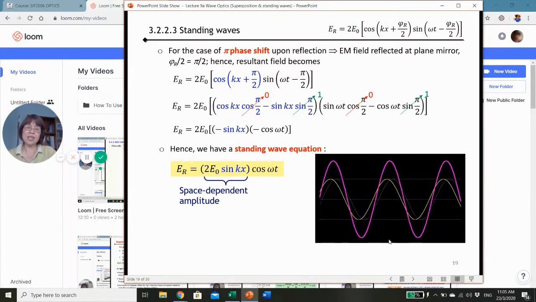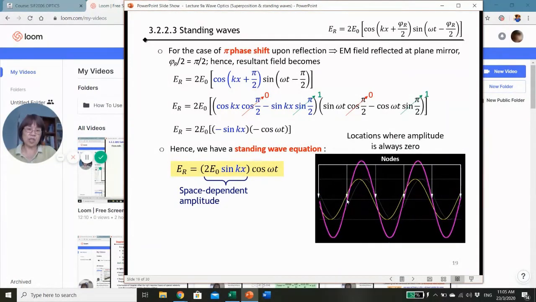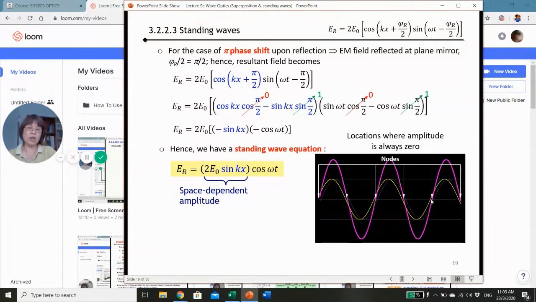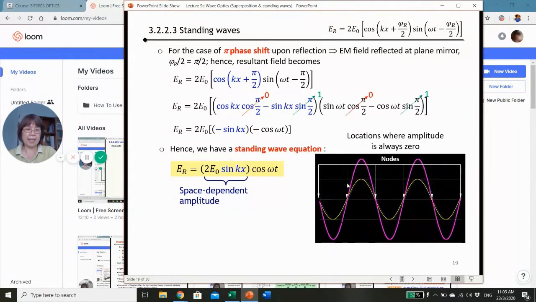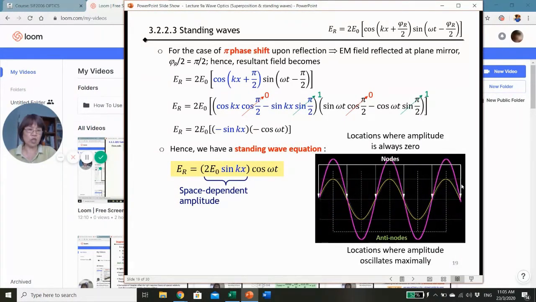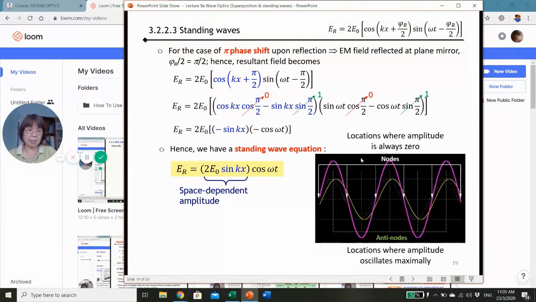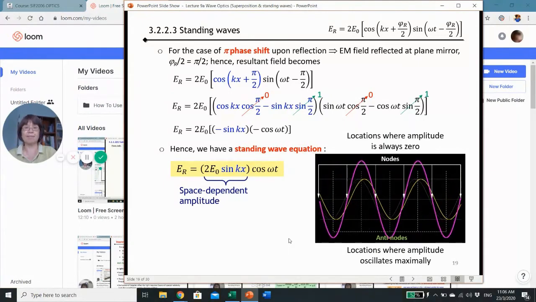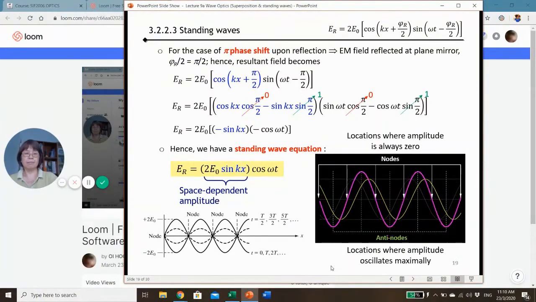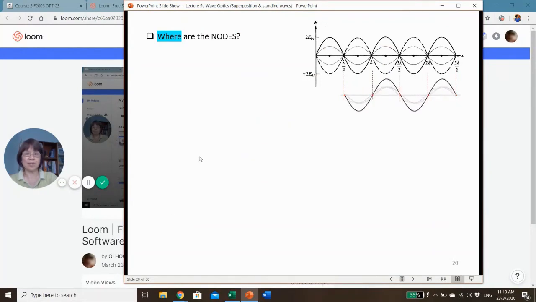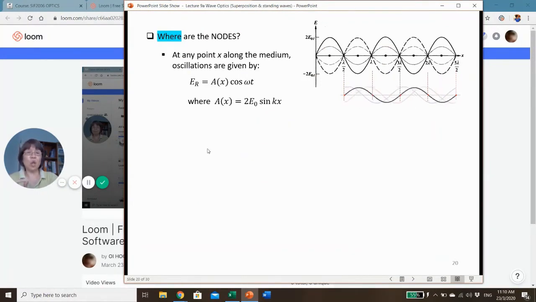But there are two interesting features that we see here, whereby at these points, it's always 0. Those are called the nodes. And in between the nodes, at this location, the amplitude oscillates maximally, and these are called the antinodes. So we ask the question, where are the nodes? In other words, we want to know the location of the nodes. From the expression of the resultant wave, the location is determined by the space-dependent amplitude given by this expression here.